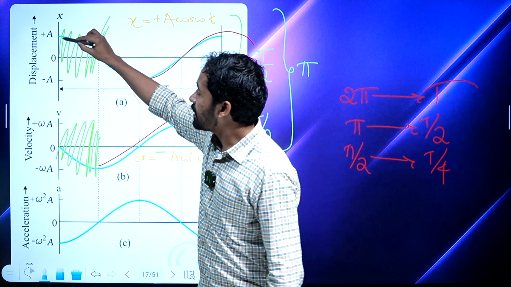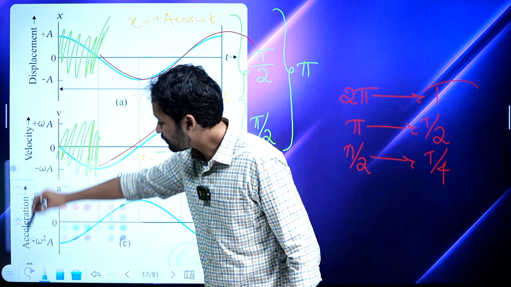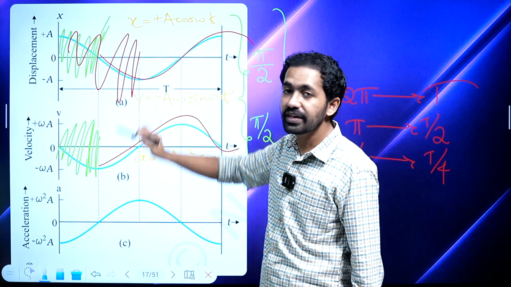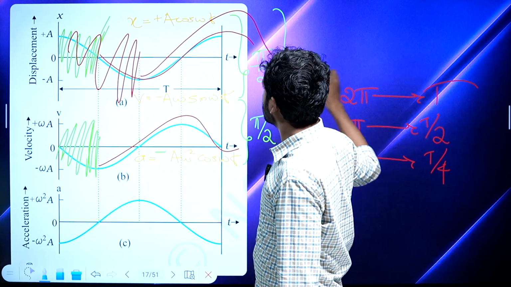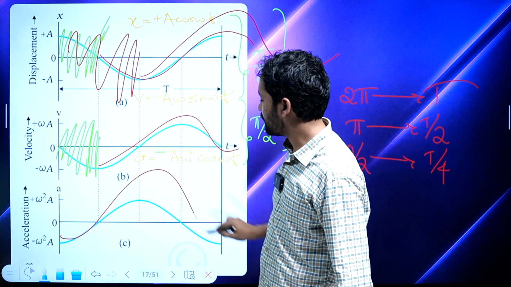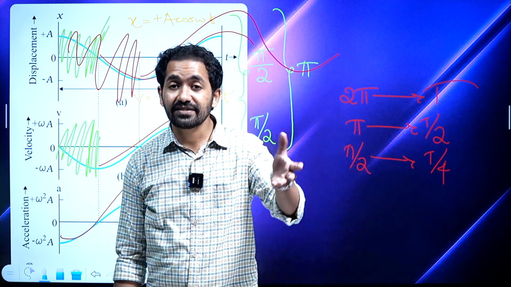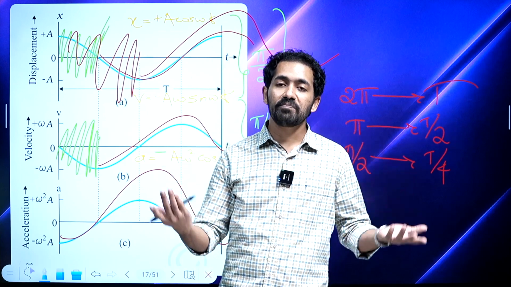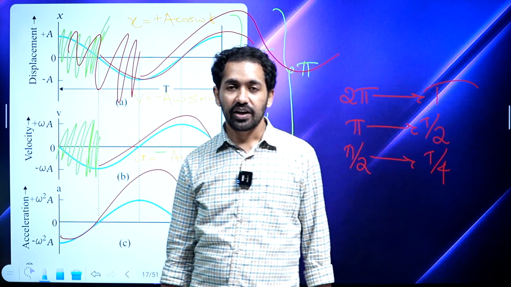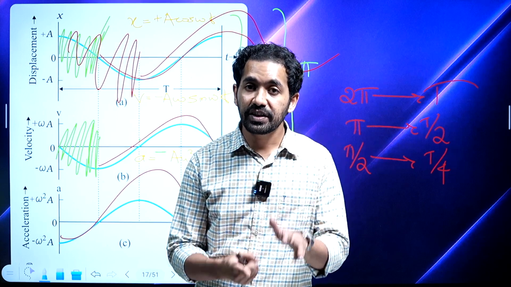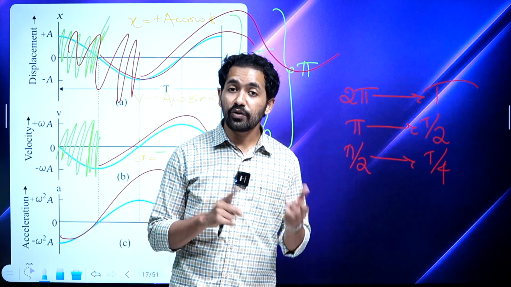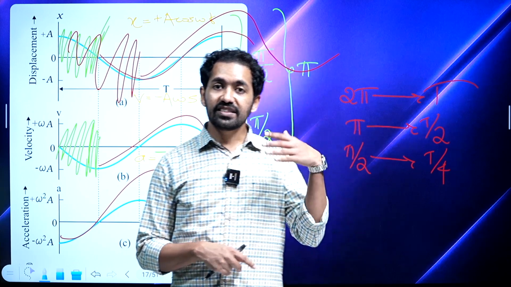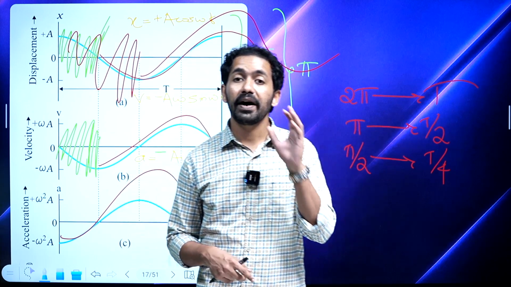Now if you cut the first T by 2 from the displacement time graph, you will be getting the acceleration time graph. So in order to get the acceleration time graph from the displacement time graph, you have to cut T by 2. So the phase difference between displacement and velocity is pi by 2. The phase difference between velocity and acceleration is also pi by 2. But the phase difference between displacement and acceleration is pi radian.